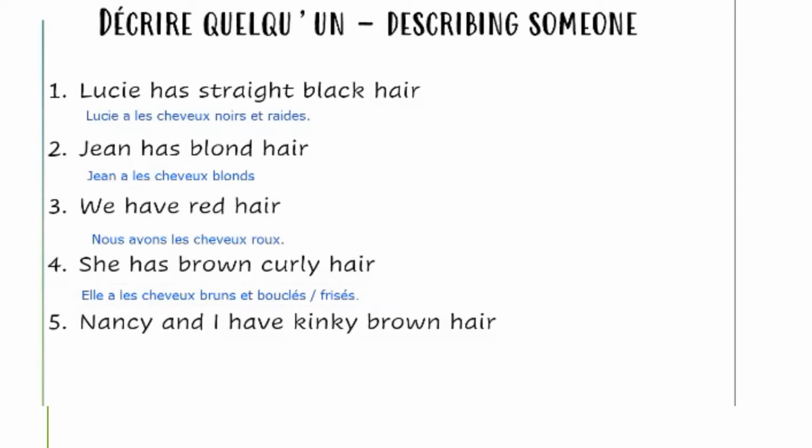Alright. How about Nancy and I have kinky brown hair? How do you say that one? Nancy and I. Let's start there. How do we say that? Nancy et moi. Thank you very much. Nancy et moi. You know this. Nancy and I have. Avons. Très bien. Nancy et moi, avons.